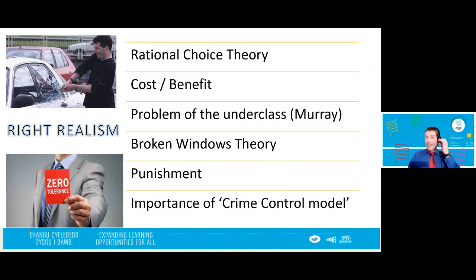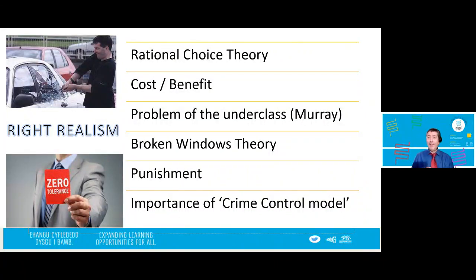So again, there's the idea, the Charles Murray. We discussed that one, and the problem of the underclass within society, people that Murray thought were dependent on benefit culture, single mothers who weren't socializing their children good enough, and how they have influenced right realist policy.